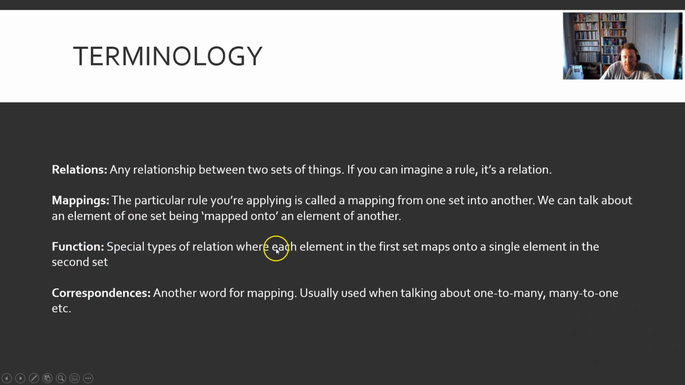A function is just a special type of relationship where each element in the first set only maps onto a single element of the second. So we talked about that a bit, vertical line test, etc. And a correspondence, that's a word that you'll see come up a little bit. It's really annoying that we have all these different words for the same thing, but it's just another word for mapping. We usually don't talk about a correspondence from a single element. We talk about the correspondence between the sets themselves. So usually you're going to see this word correspondence when you're talking about one-to-many and many-to-one and many-to-many and so forth. And that's pretty much the only place you'll see it, but it's really just another name for a relation.